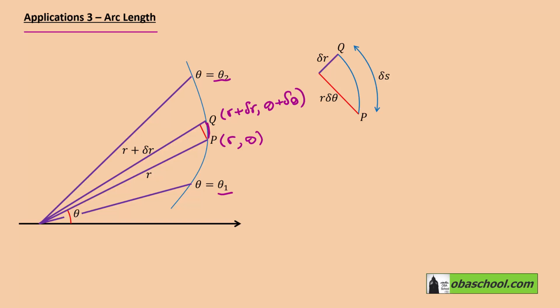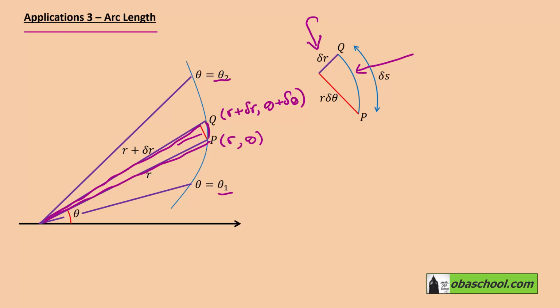In the magnified diagram here, the element has an arc length of delta s, and that's what we're trying to find. Since the length of this side of the element is r plus delta r, and of this side is r, we can see that this length here would be delta r.